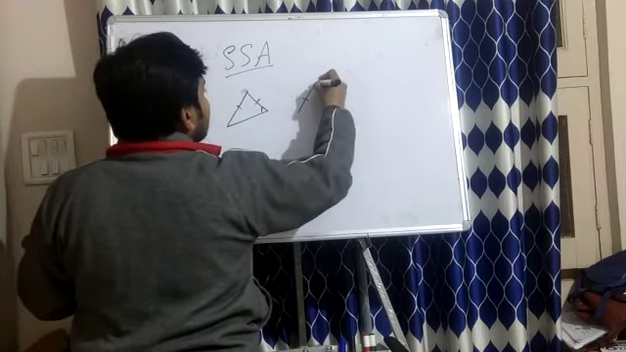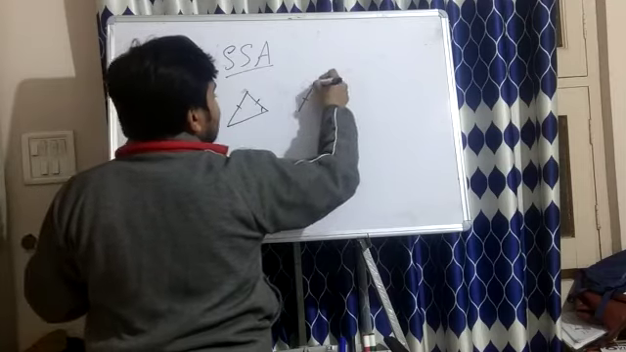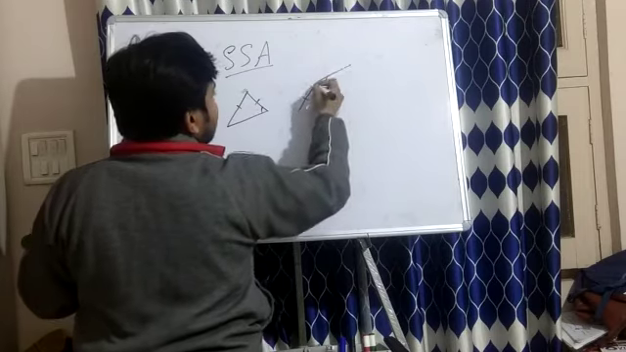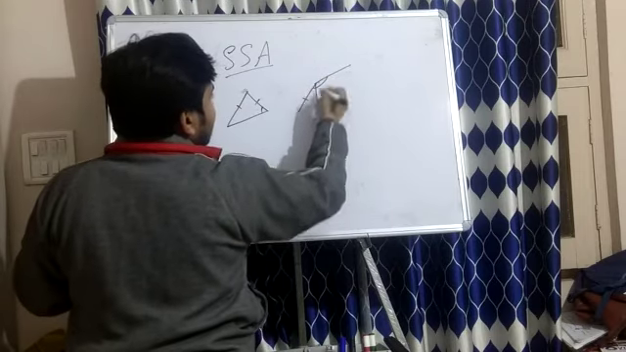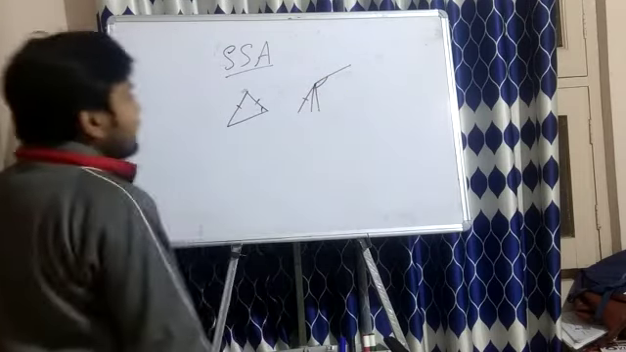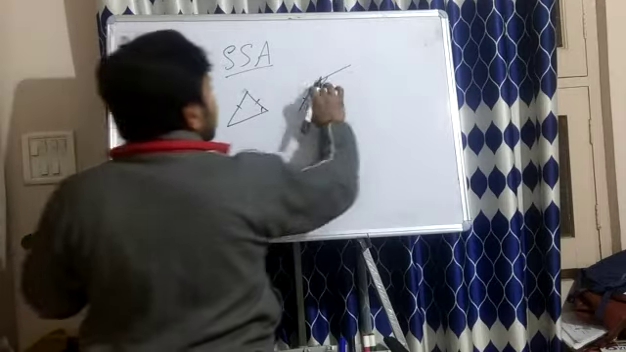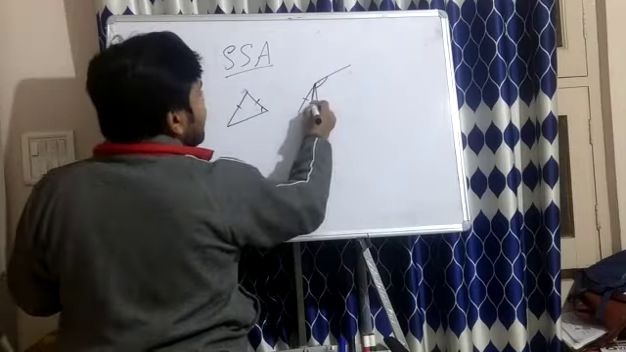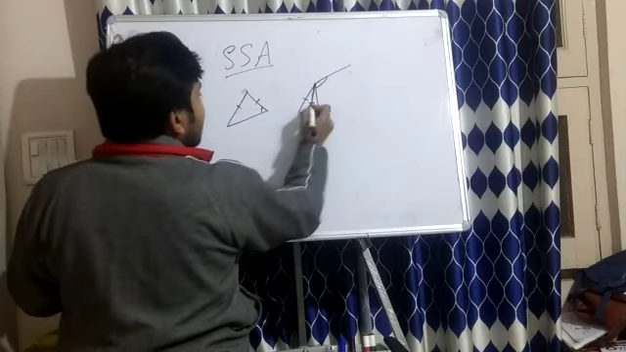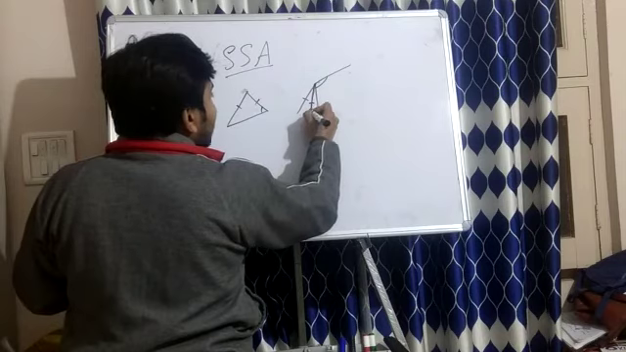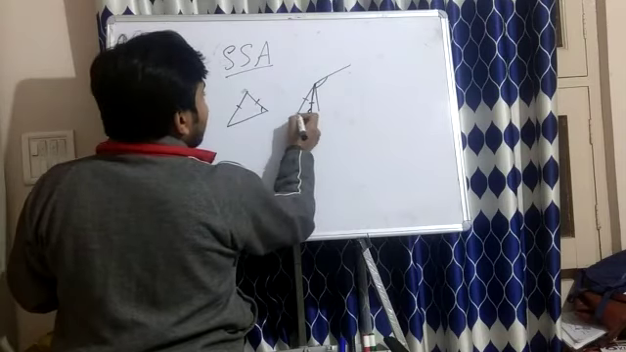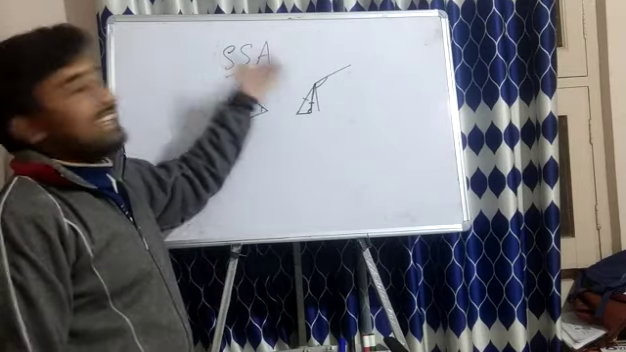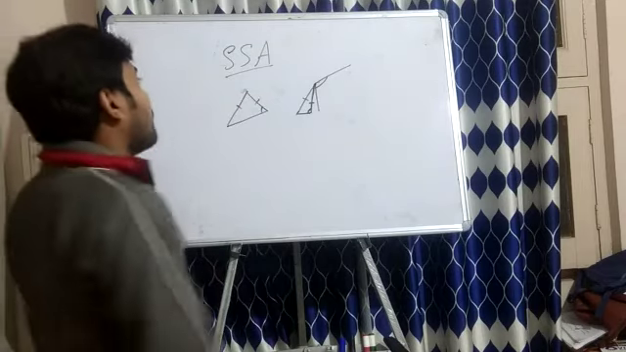So we can draw the angle as this much, or this much, or this much, or this much. There is no constraint over angle, but there is a constraint over side. So if I draw this side, the length will be equal, but that is a constraint, and this angle has to be equal. So certainly we can say that SSA does not work for congruency.